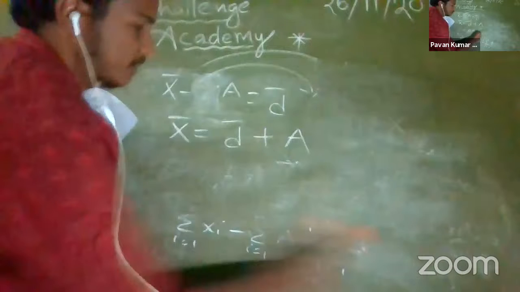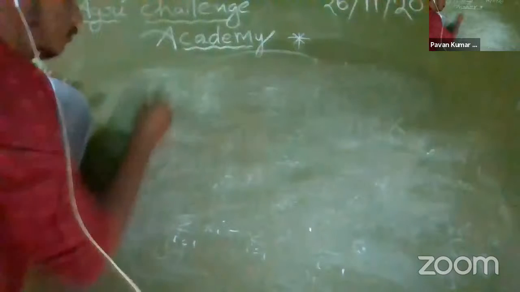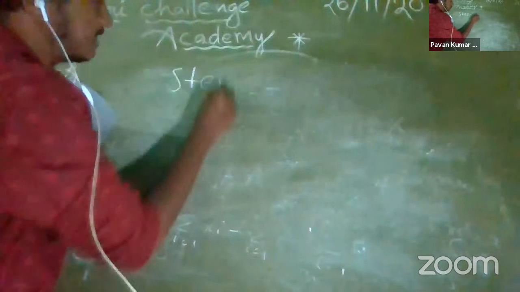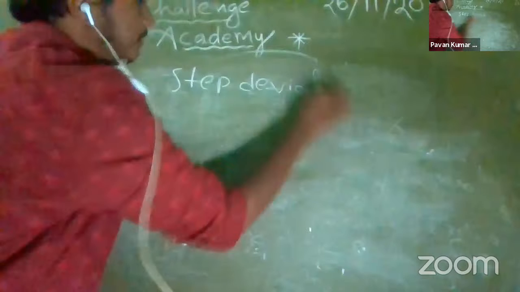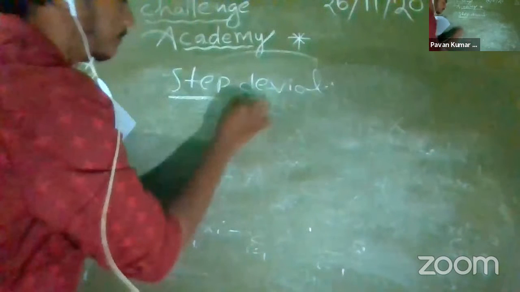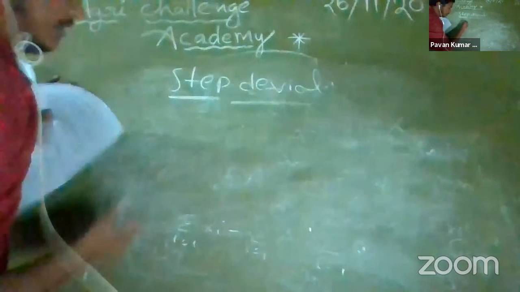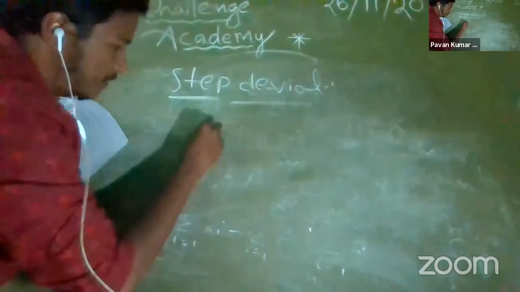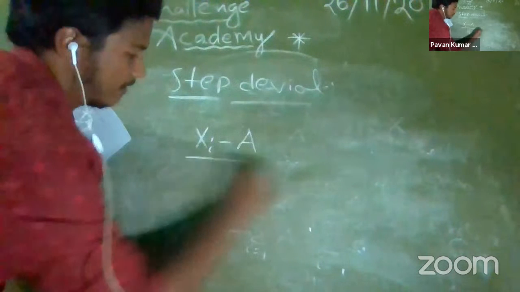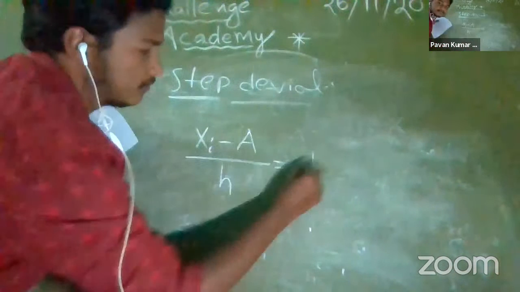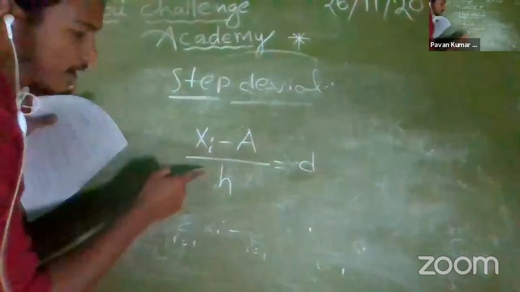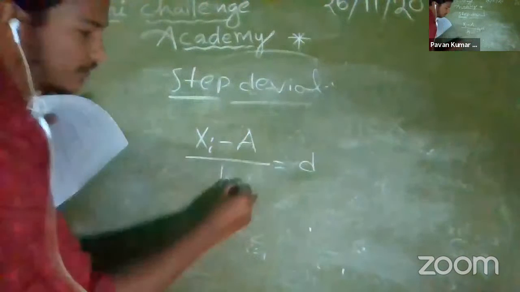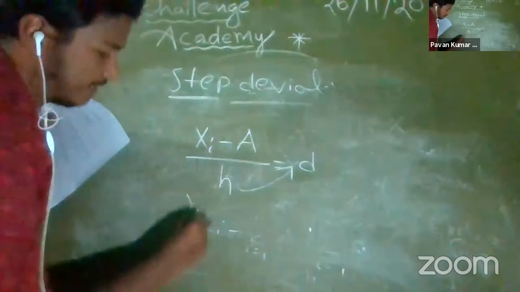This is deviation form. Now step deviation form. It is also very simple. Take x value, subtract a, divided by h, equals d. Now send h to that side: xi minus a equals h times d.